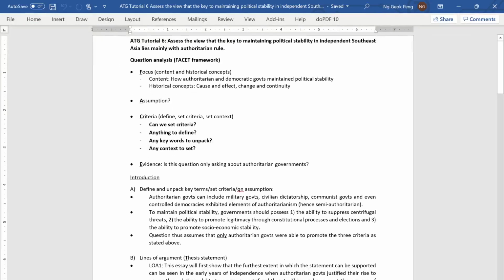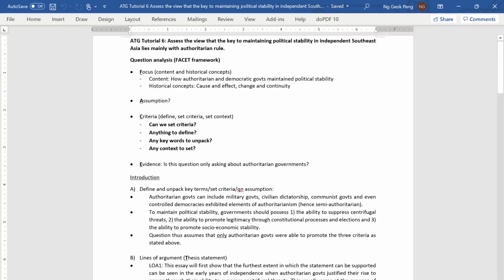Okay, hello everyone. For this tutorial, we'll be looking at the comparison between maximum and democratic governments. Although for this question, it specifically focuses on authoritarian governments. They say authoritarian, not maximum, so perhaps there's no need for you to define maximum government here. This comparison of these two types of governments is with reference to the ability to maintain political stability. Okay, so let's start.